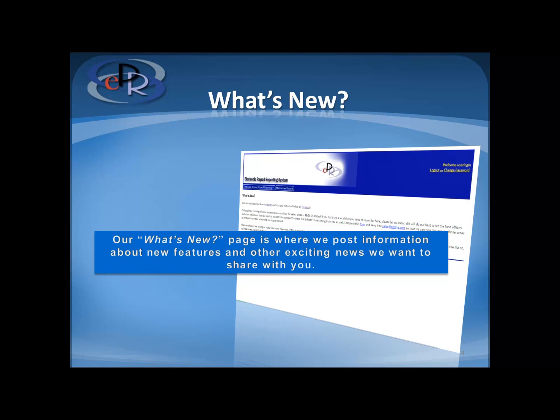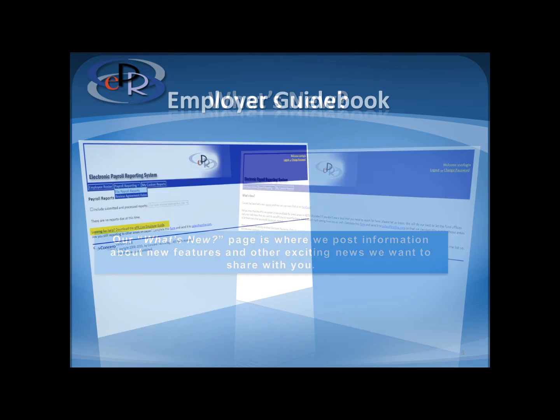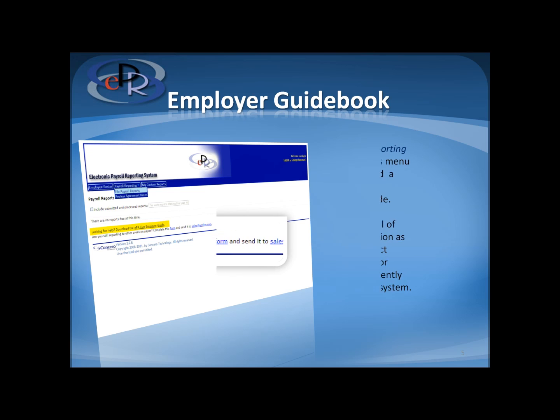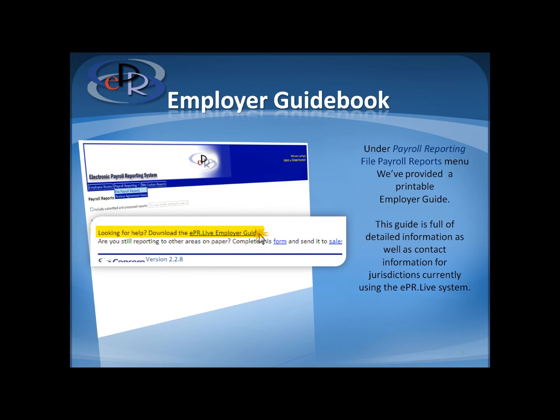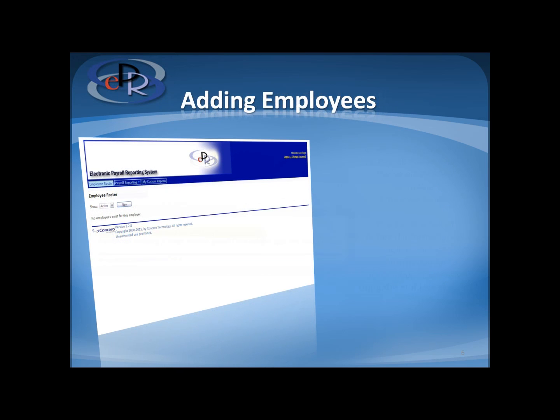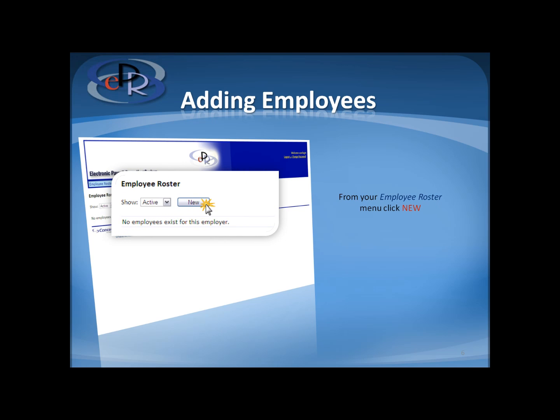Once in, you'll arrive at the What's New page. The contents of this page will change from time to time with information that may be of interest to you. ePR.Live is broken down into an easy-to-understand menu system. We'll cover each of these menu items in the video, but if you'd like to read more about the system and get a printed copy of the guide, just navigate over to File Payroll Reports and click Download the ePR.Live Employer Guide.